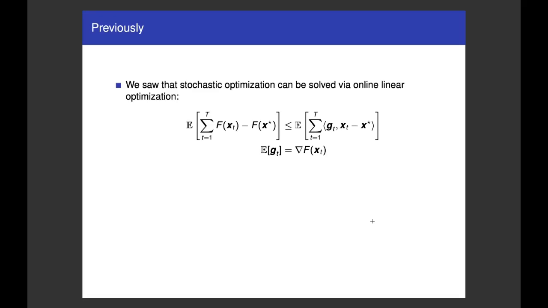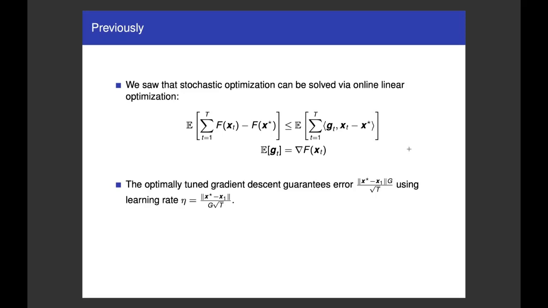So in the first parts, we saw that stochastic optimization problems can be solved using online linear optimization. So the argument was that the sum of all the suboptimalities can be bounded by this linear expression, which we call the regret. We can use gradient descent to solve this problem actually optimally.